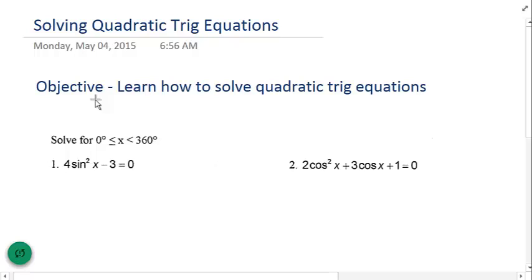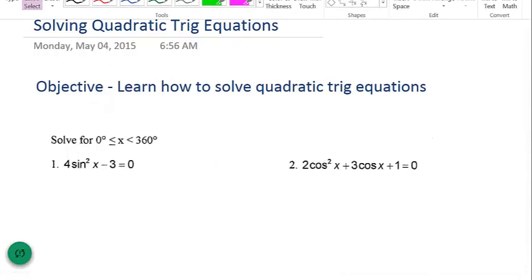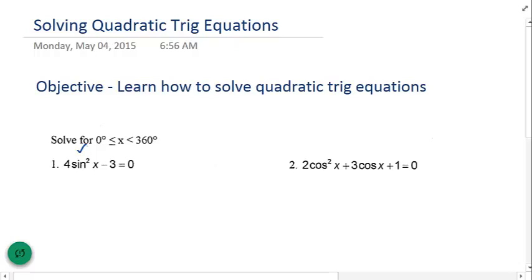So, when we start working with this problem, you'll notice that the very first one we have a quadratic term and a constant term. So what we have to do in order to solve this is we have to solve for sine of x. And the way we get there is, when we have a constant and a quadratic term, we just add 3 to both sides. And then we're going to divide by 4.